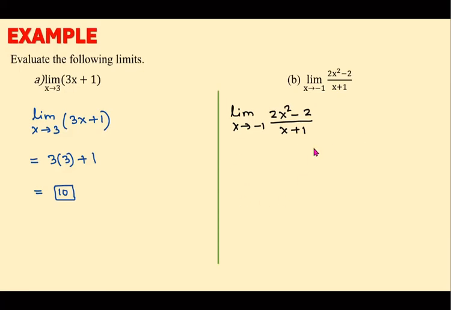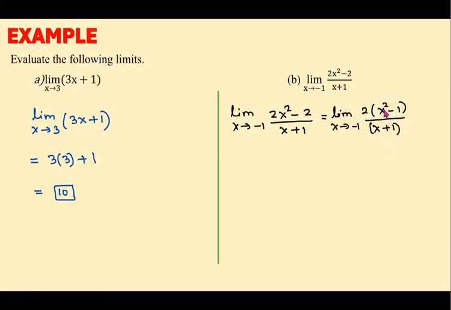The other technique that we can use, for this type of function that involves a polynomial in the numerator and denominator, is to factor and cancel. So if we try to factor this, we have the limit as x approaches -1. In the numerator, we can factor out 2, so we get 2 times (x squared minus 1) over (x plus 1). Clearly, we cannot cancel these two yet.